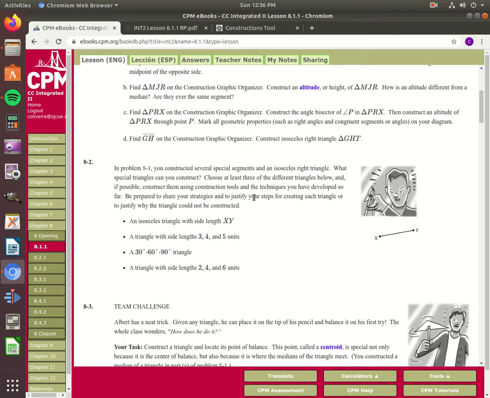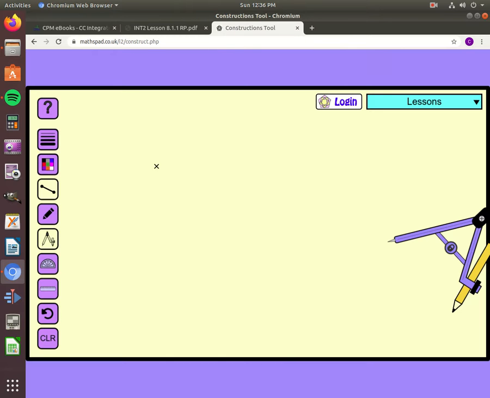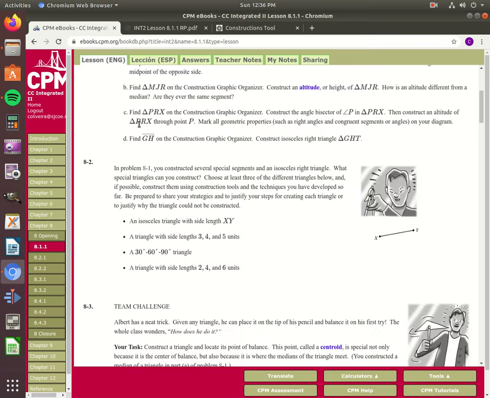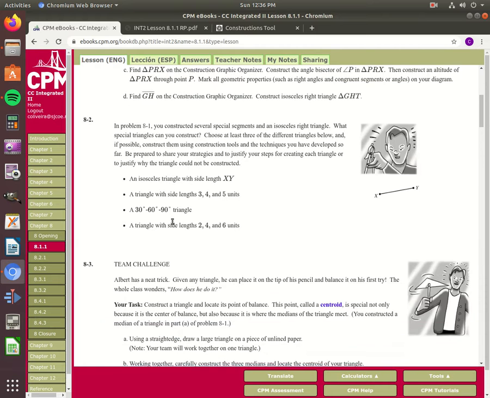In problem 1, we constructed several special segments, an isosceles right triangle. What special triangles can you construct? Choose at least 3 of these. I would do this as a warm-up. I would say just go ahead and use either a real compass and a straight edge, or go over to a website like this and see what you can figure out. But we did it as a warm-up and discussed it briefly in class.